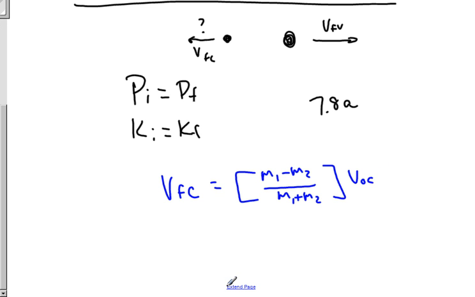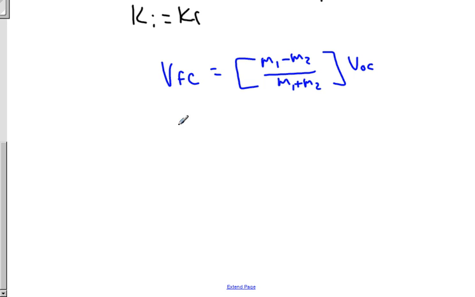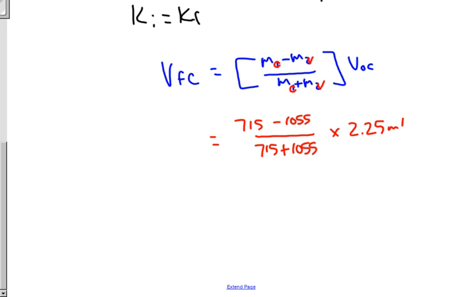If we adapt this to our particular case, the V final of the car is equal to the mass of the car minus the mass of the van, divided by the mass of the car plus the mass of the van. As we plug in those values, we will have 715 minus 1,055 on the top, divided by 715 plus 1,055 on the bottom, times our initial velocity of 2.25 meters per second.